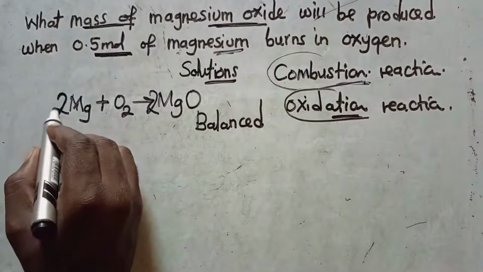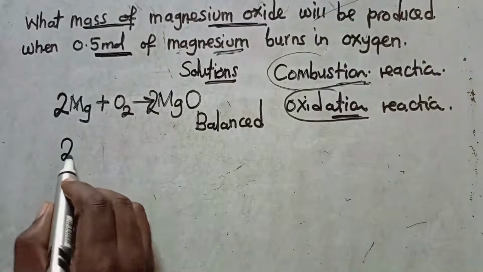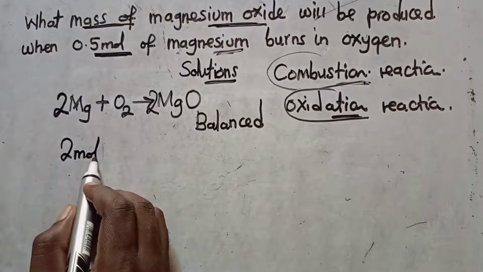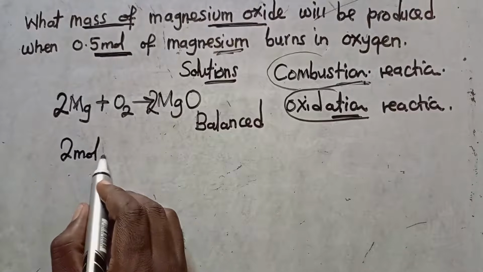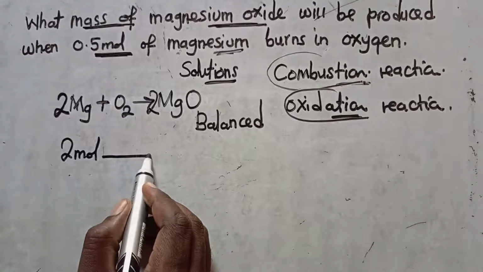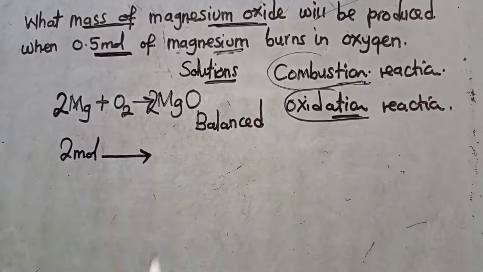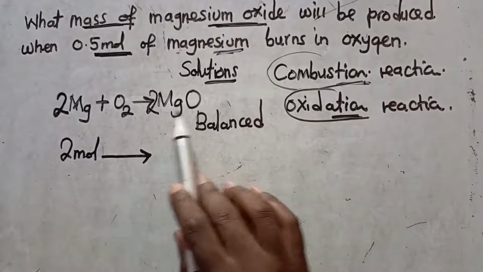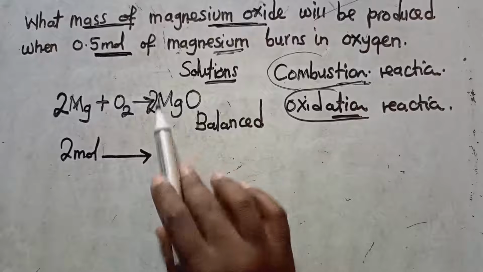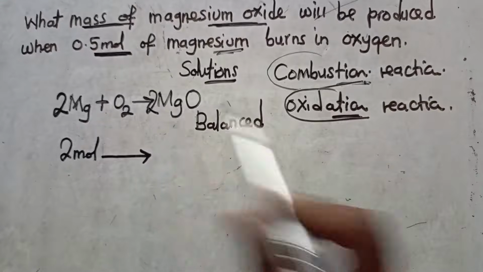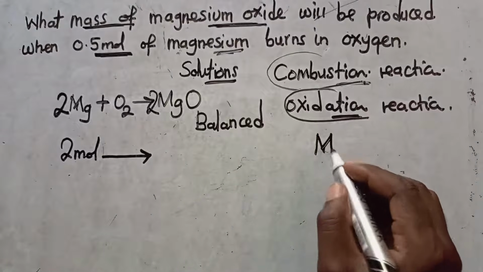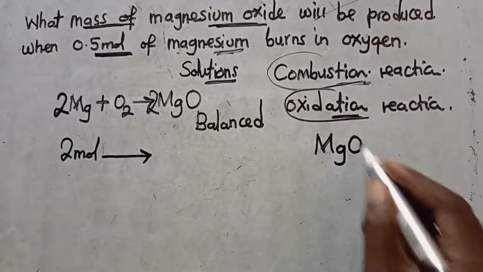Have you seen? This is 2. So I'm going to say 2 moles of magnesium is equivalent to what? I calculate now the mass for this one. So what is the mass of magnesium oxide, which is like this? This is our magnesium oxide.